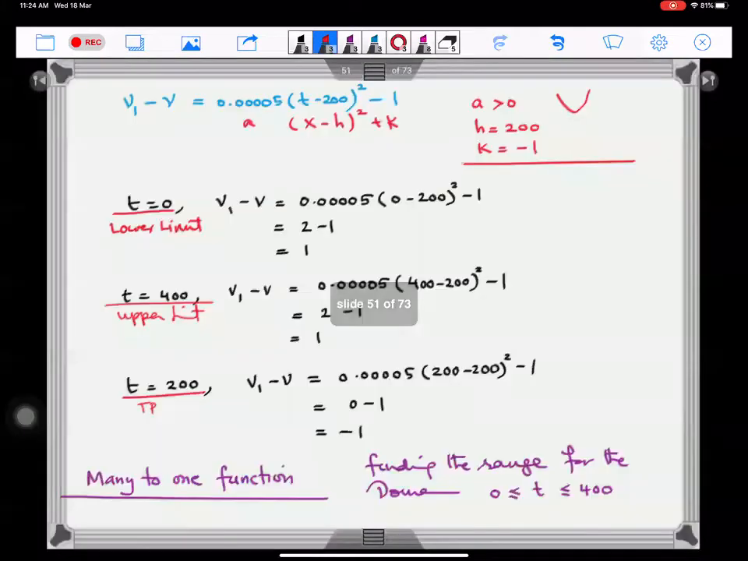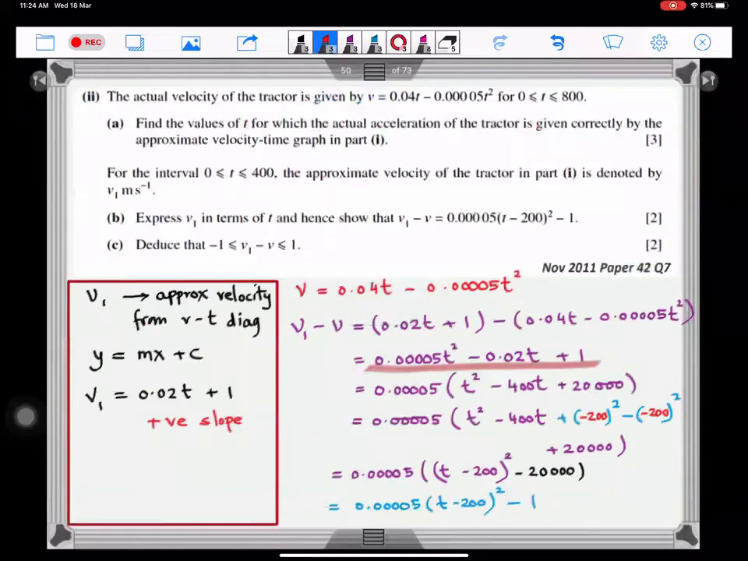So function, domain, range, completing the square method. That is what the last part was all about. Therefore, the last 3 marks were about functions in quadratics. 1 mark, expressing V1 in terms of t, was about coordinate geometry. So 4 marks for using pure maths to prove your mechanics question.